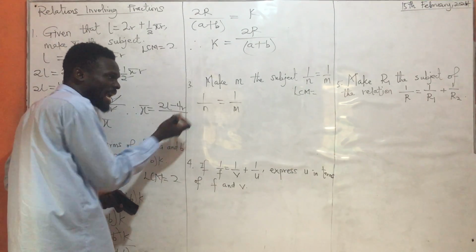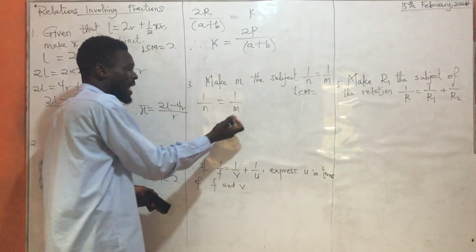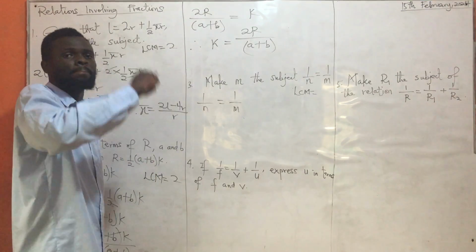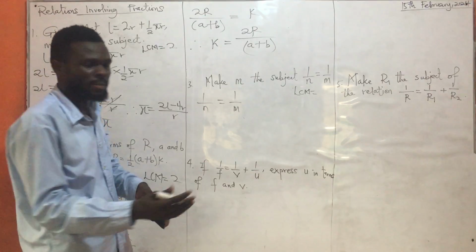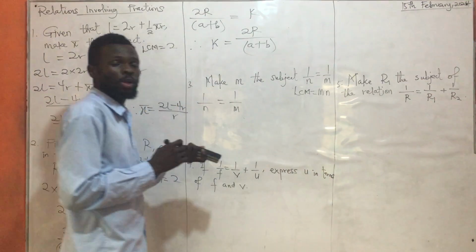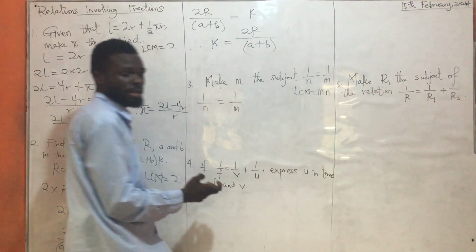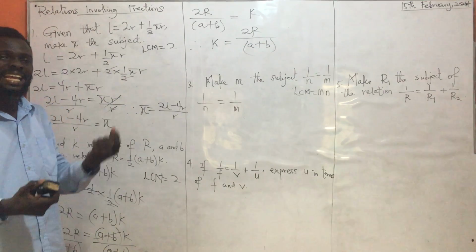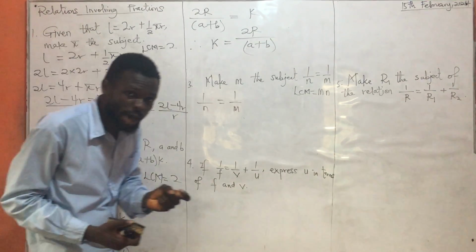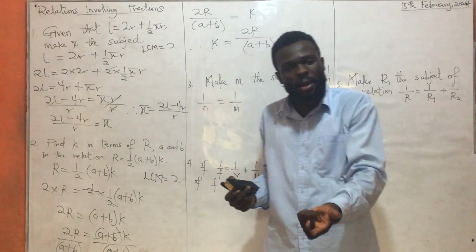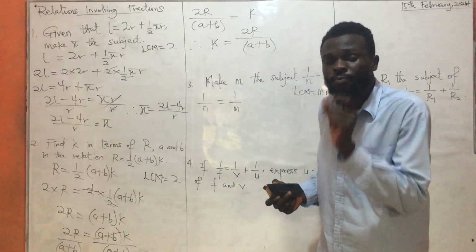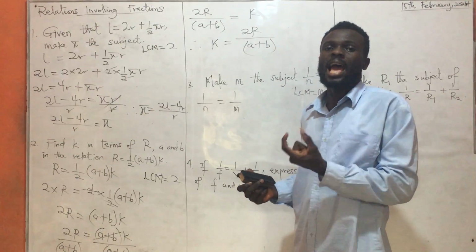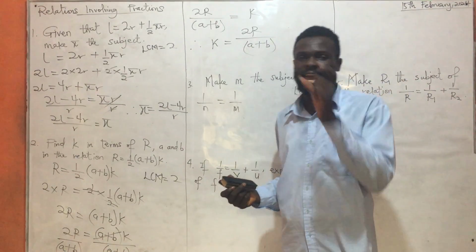So the denominator here is m, and the denominator here is n. If I want the LCM, then I'll multiply m times n, or n times m, which will give me mn. So my LCM is mn. Remember, in any relation involving fractions where the denominators are variables, letters, to find the LCM, multiply the denominators, and whatever you get becomes the LCM.